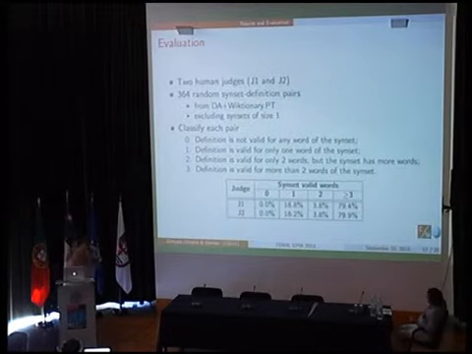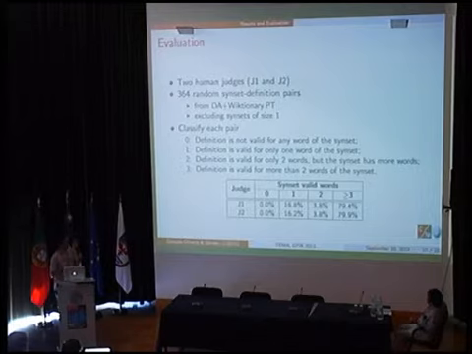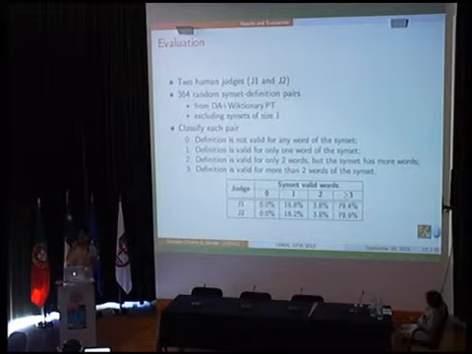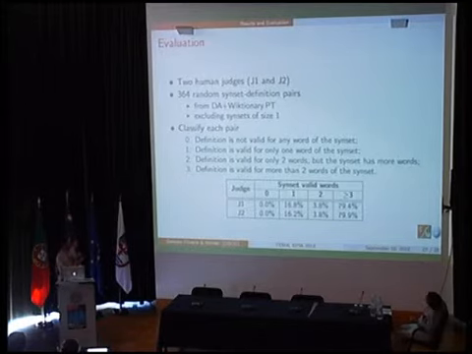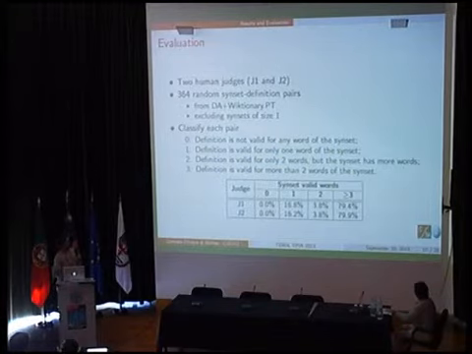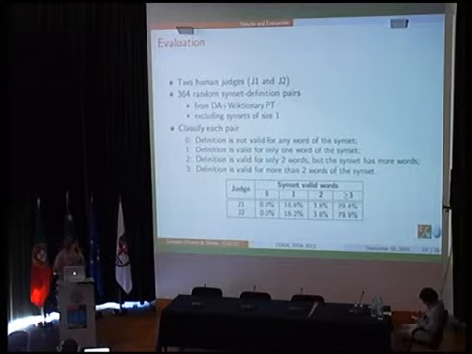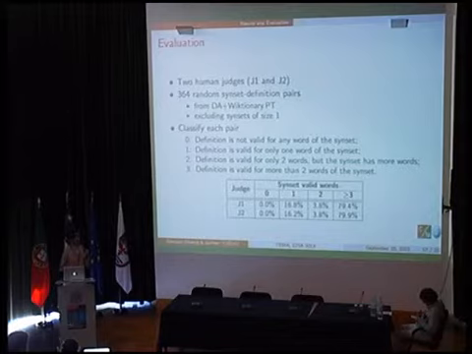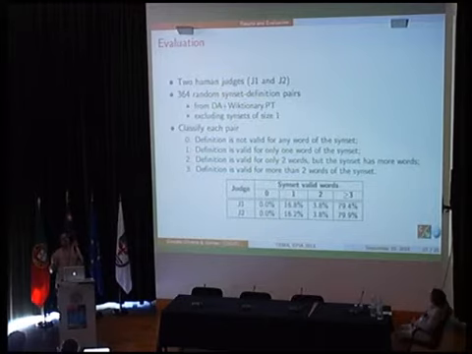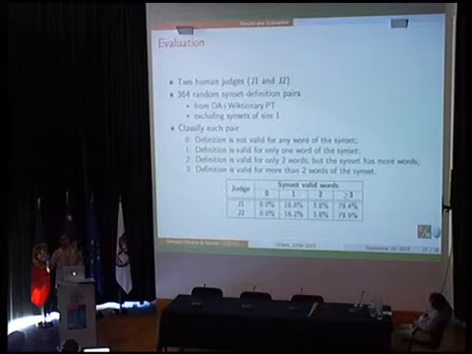As expected, none of the pairs had a definition that was not valid for any word of the synset. This makes sense because all the candidate definitions were already a definition of one of the words in the synset. On the opposite end, about 79 to 80% of the pairs had definitions valid for 3 or more words in the synset. And I see this value as an approximation to the accuracy of this procedure because I cannot see any situation where you have 2 completely different synsets that share 3 words but have completely different meanings. So I would say that this procedure is about 80% accurate.